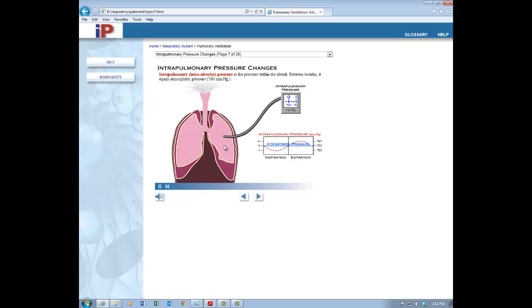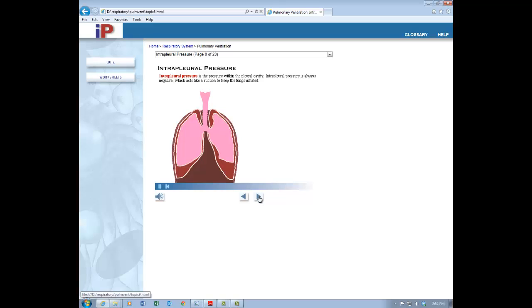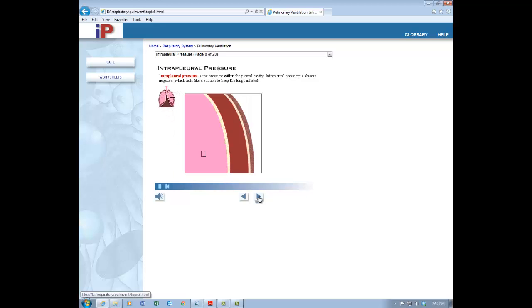And then the hilum, here the front section of the lung has been removed, but we can see the back section, this orange is all lung tissue. Intrapleural pressure is the pressure within the pleural cavity. Intrapleural pressure is always negative, which acts like a suction to keep the lungs inflated. This is the region called the hilum.